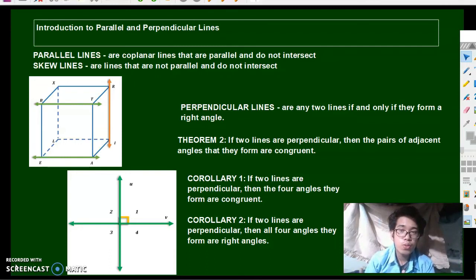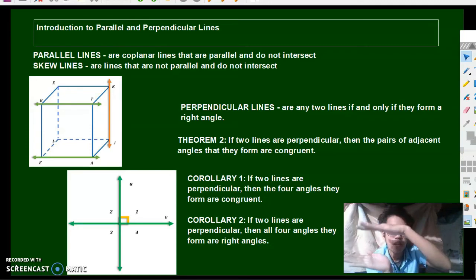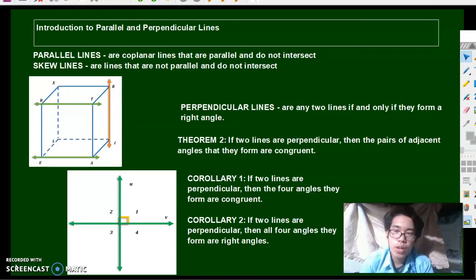The first one, of course, is parallel lines, which are very familiar to us. Parallel lines are coplanar lines that do not intersect. The meaning of parallel is that these lines never intersect on a plane. We also have skew lines. Skew lines are lines that are not parallel and do not intersect.